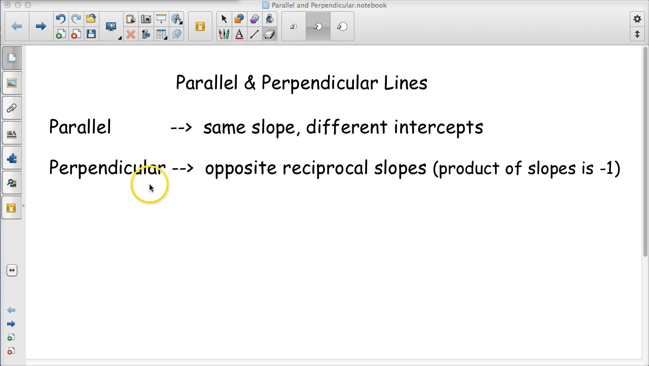Perpendicular lines also lie in the same plane, but they do intersect. They intersect in such a way that they form right angles at their intersection. In order to do that, they have to have opposite reciprocal slopes. In other words, the product of their slopes is -1. Let's look at examples of how to write equations of parallel and perpendicular lines.